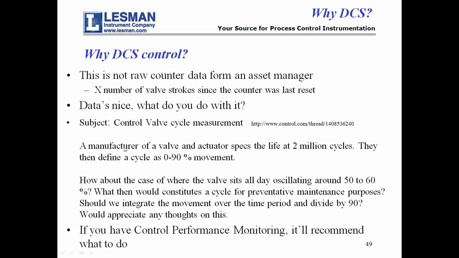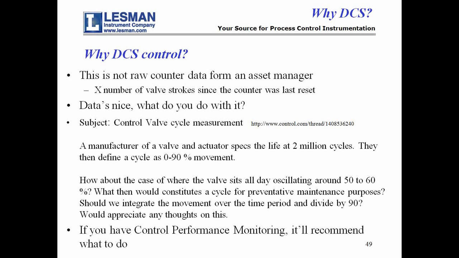And the guy wrote on the forum down here, you see, a manufacturer of valve and actuator specs a life at 2 million cycles. They then define a cycle as 0 to 90% movement. How about a case, in his case obviously, where the valve sits all day oscillating at 50 to 60%? What then constitutes a cycle for preventive maintenance purposes? Should we integrate the movement over the time period and divide by 90? He wants some thoughts on this.